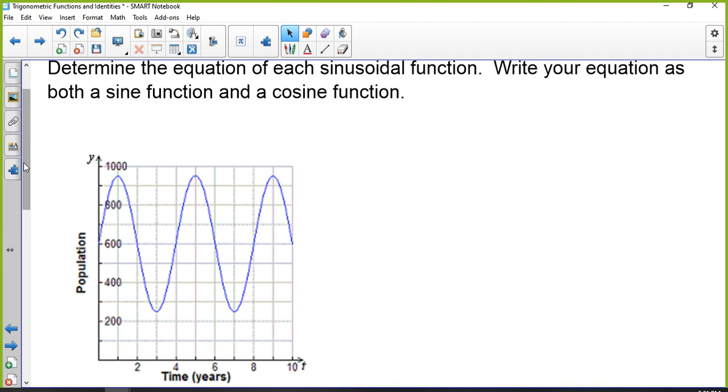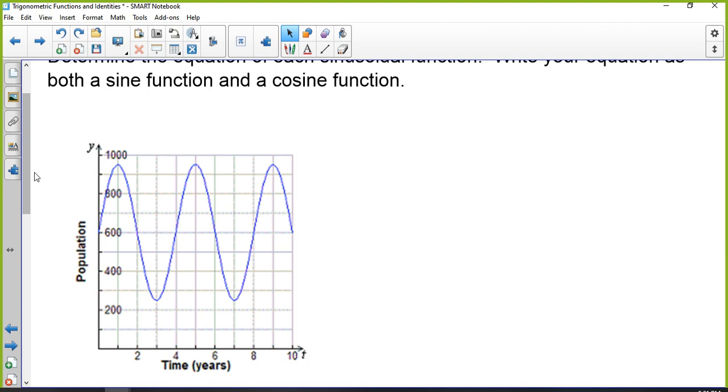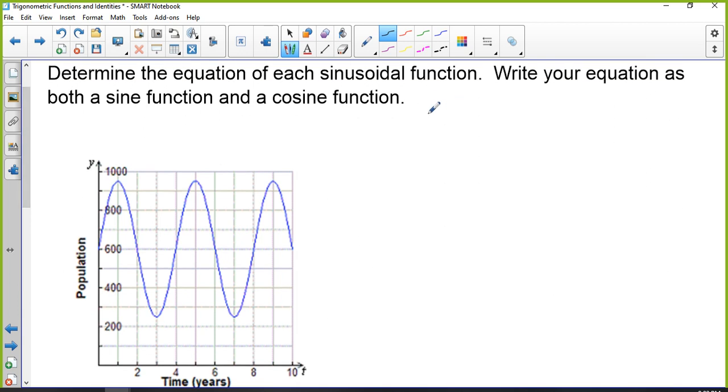And for both of these graphs, what we're going to try to do is come up with both a sine equation and a cosine equation. And really that's just varying the phase shift value. So remember, the equation of any sinusoidal curve is going to be y equals a sine of k(x minus d) plus c.